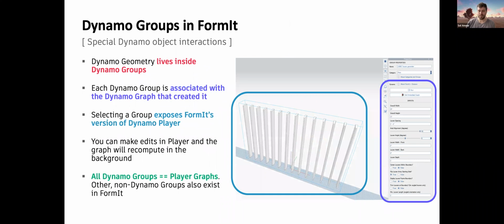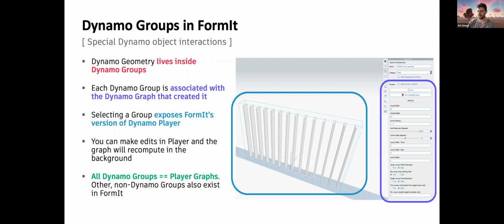So then specifically for FormIt's flavor of integration with Dynamo, they use groups inside of FormIt quite heavily, which is kind of cool. So Dynamo geometry always lives inside of Dynamo groups, and each Dynamo group is associated with the Dynamo graph that created it. So when you select one of those groups, you get this kind of graph properties or group properties dialog on the right-hand side, and the entire section in purple here is related to Dynamo itself.